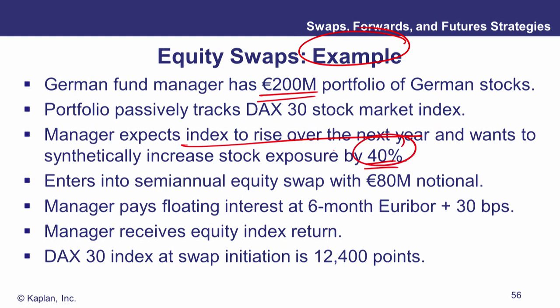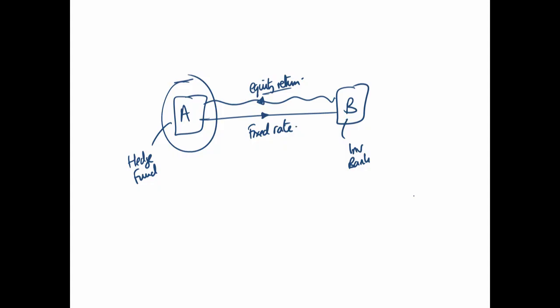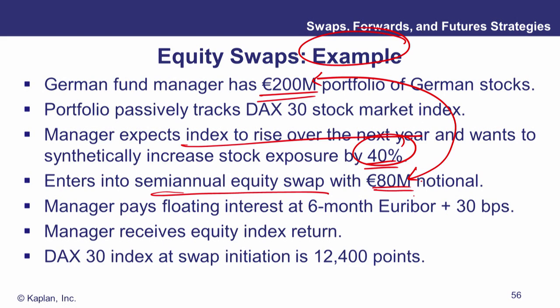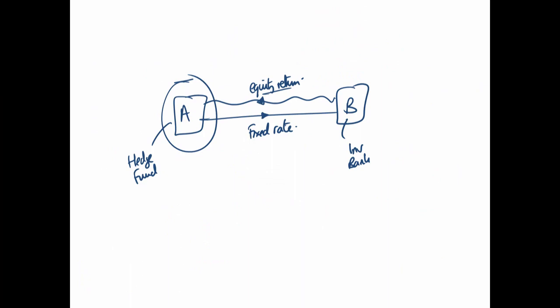So they enter into a semi-annual equity swap with 80 million notional. That makes sense, doesn't it? Because 80 million is 40% of 200. So yes, it's a very similar setup to this. They're going to receive a German equity return, okay? They're going to receive an equity index return, which is the DAX 30 index return. They are passively tracking that index, so it makes sense that they'll receive that DAX 30 return.